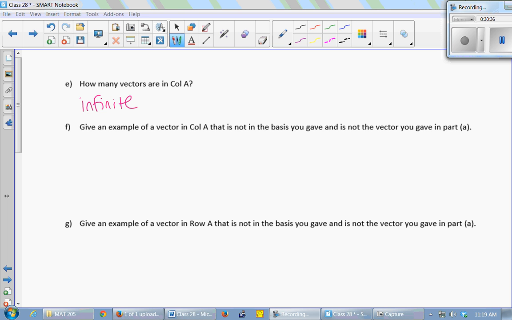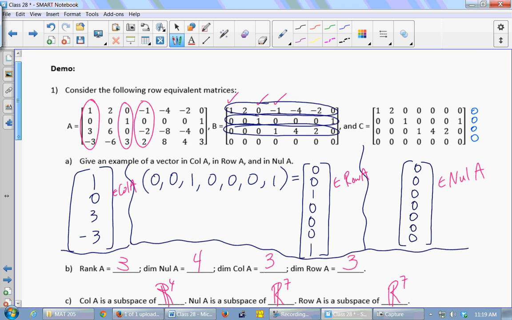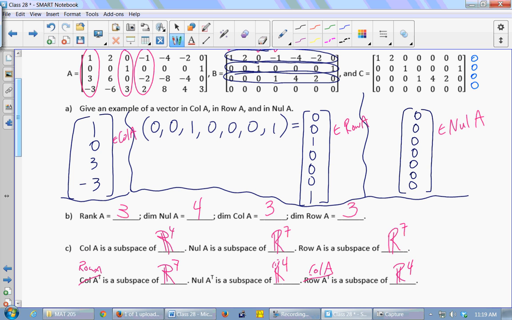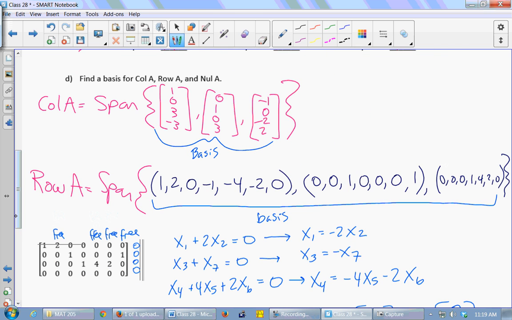All right, so let's try to come up with an example of a vector that's in the column space of A, but it's not in the basis and is not the vector we gave at the very start of class in part A. 2, 0, 6, -6. So you doubled this one. It's not in the basis though. Any linear combination of vectors in the basis will work. So you could just put a weight of 2 on that guy, zeros on the others. 2, 0, 6, -6 works.